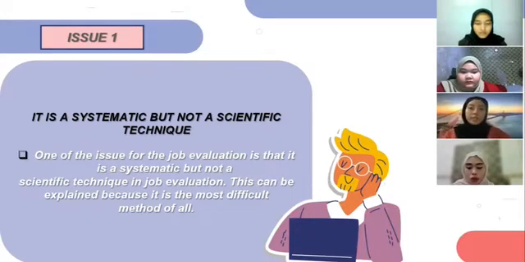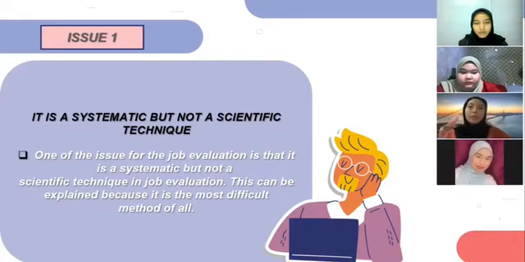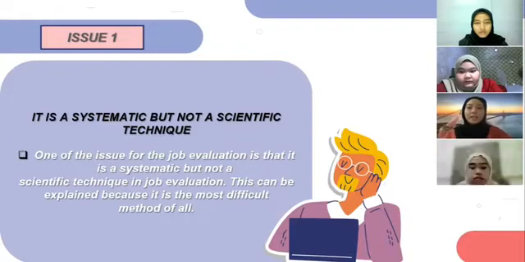This can be explained because it is the most difficult method of all. Other than that, because all aspects cannot be quantified precisely, it lacks scientific precision in awarding the job. In addition, the nature of the task also varies even though they are all assigned the same rate. It is assumed that employment of similar value will be equally appealing to all employees. However, this is not the case.